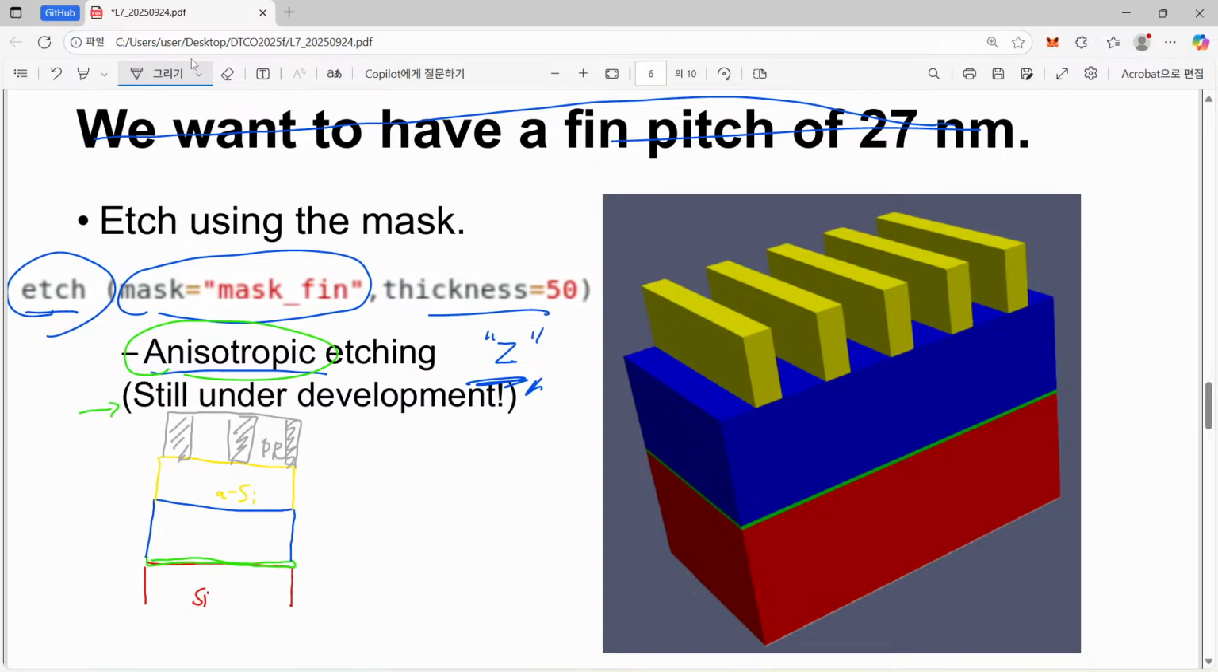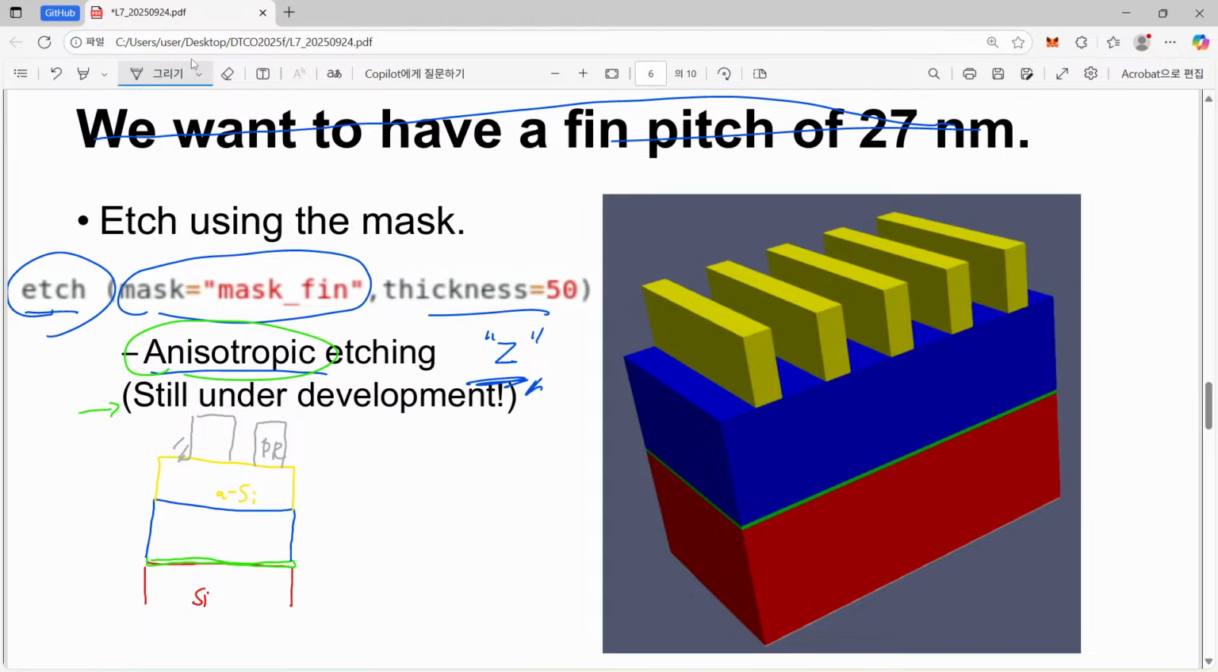As I told you before, if we use positive PR, then by exposure this part becomes quite weak against this washing process. So now when we develop it, develop means washing away this weaker part, then we will have just shapes like this. That will be the remaining shape. After that, we have to do anisotropic etching.